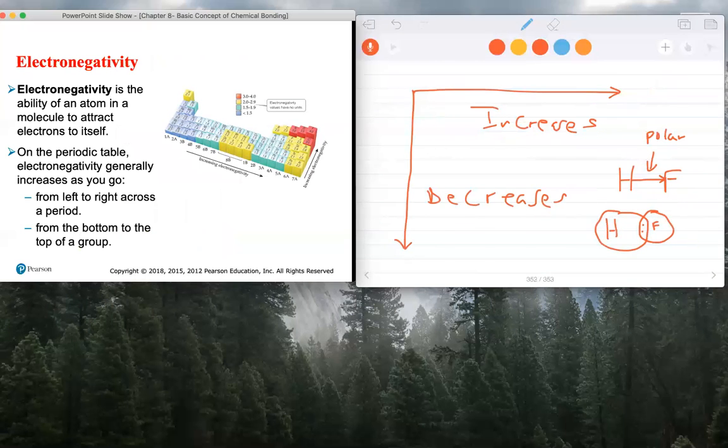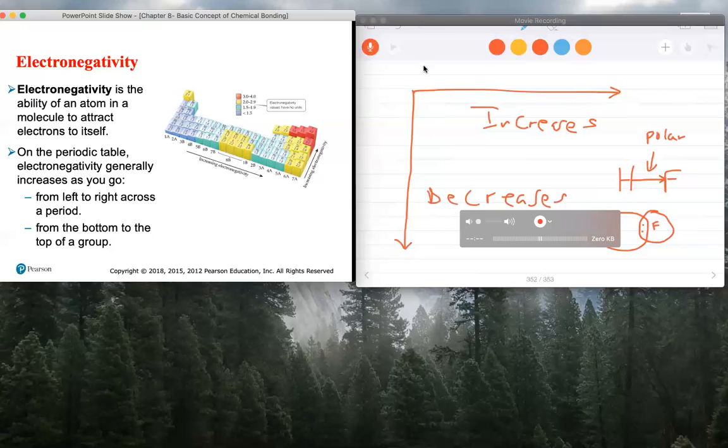What I want you to take note of is the trend on the electronegativity as you move from left of the periodic table towards right. It's increasing. And as you go up a group, it increases. Mine is just pointing down and decrease. You've got to be careful on where the arrows are pointing.